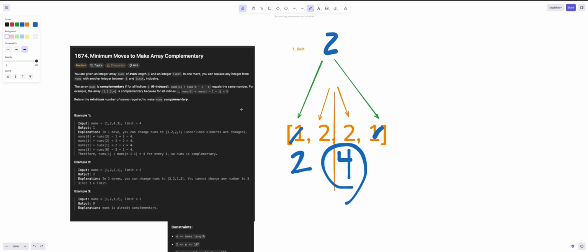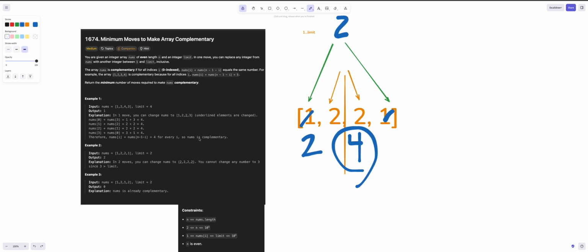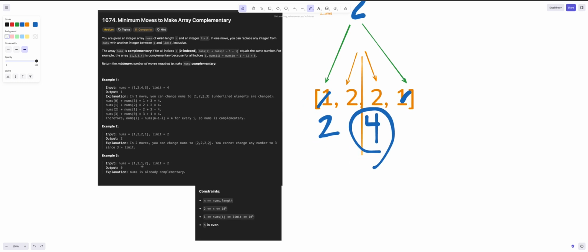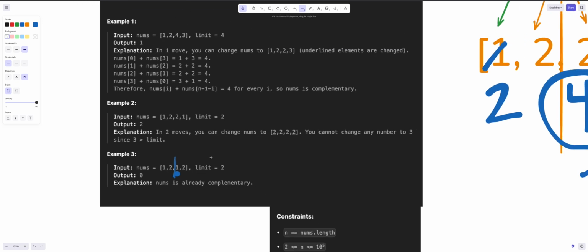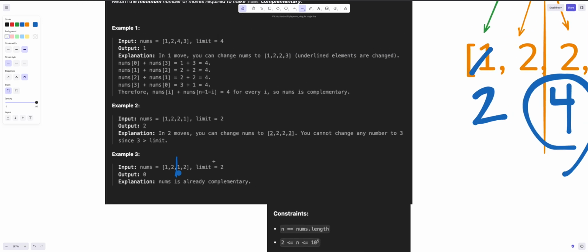Alright, so we have set out the assignment 1 and 2. So let's check assignment 3 together. The same approach as before: let's split the array in half in here. So 2 plus 1 is 3, 1 plus 2 is 3. Since that array is already complementary, we don't need any extra movement to do it. So that's why the output is 0.